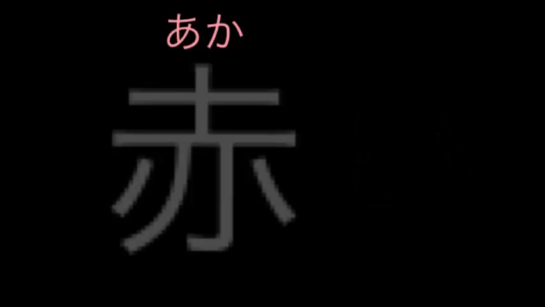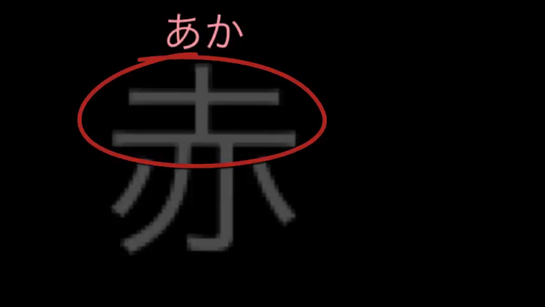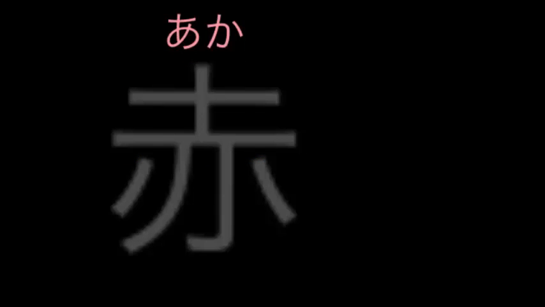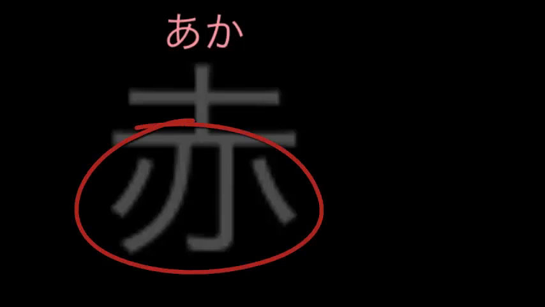But let's have a look at the character itself. Now you should be able to recognize the top element. That means earth or dirt or place. Now the element below earth or dirt is actually a variation of this character. 1, 2, 3, 4, which you recall means fire.